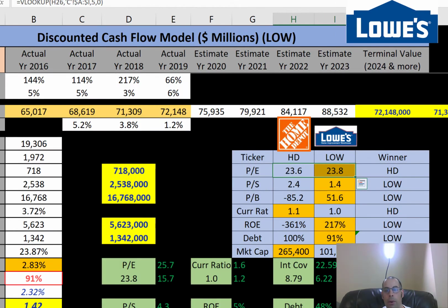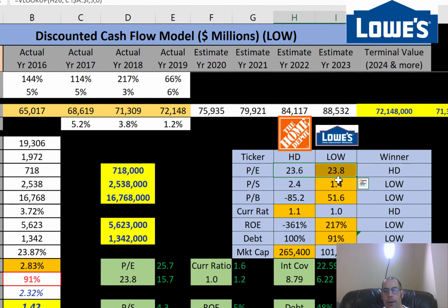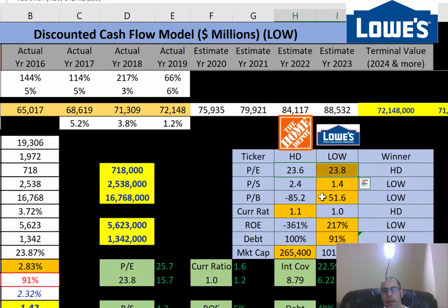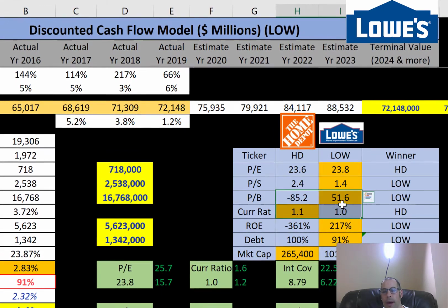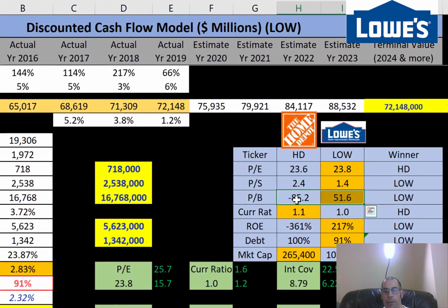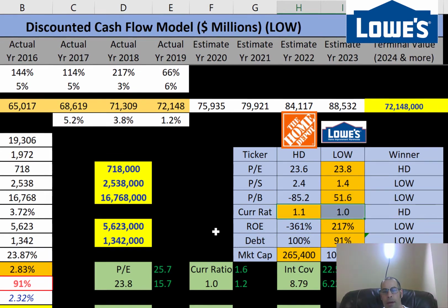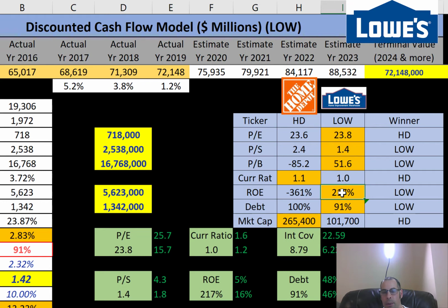Let's compare Home Depot to Lowe's. So they both have a similar price to earnings of 24, which isn't so great. They both have a good price to sales. They both have a weak price to book. Of course, Home Depot is negative because they have negative equity. Both have a decent current ratio. Lowe's has an amazing ROE because of their low equity. You can't look at an ROE with a company like Home Depot because they have negative equity.